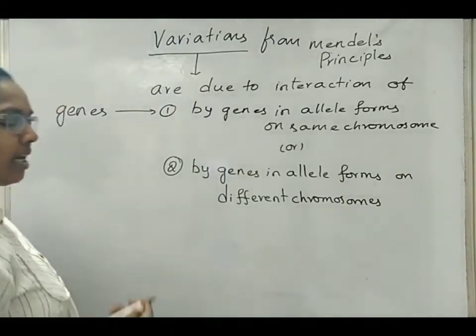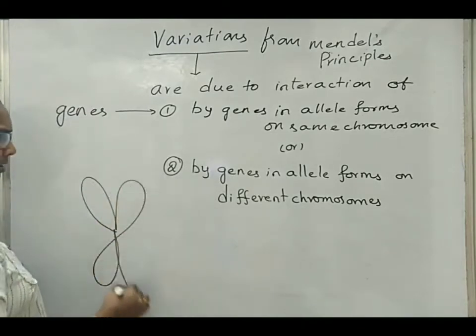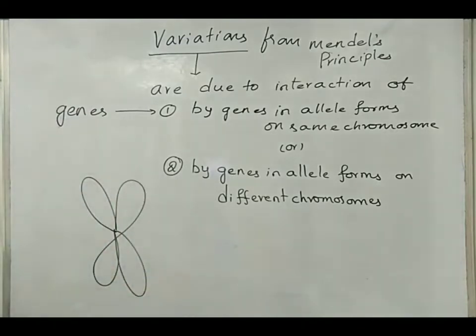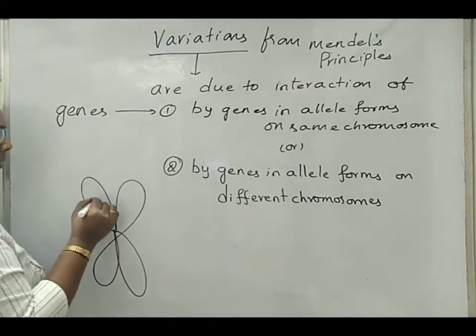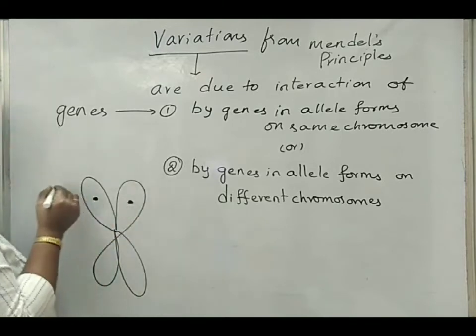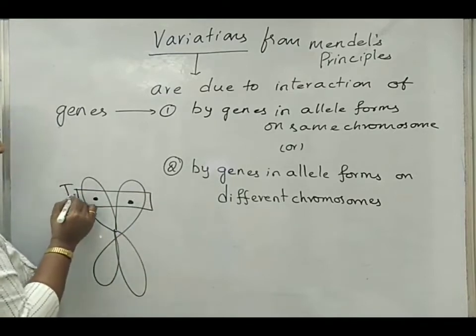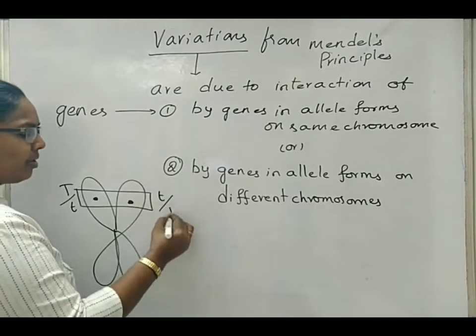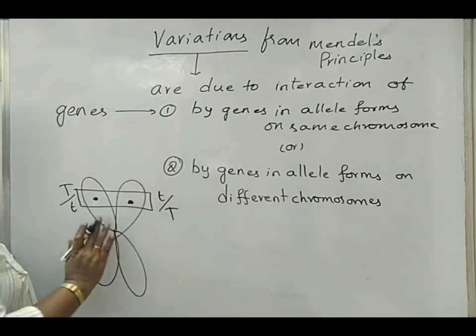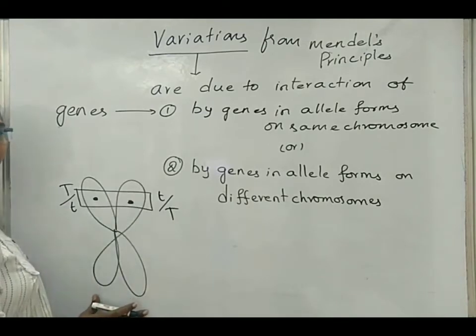Now, these variations are of two types. So, before that, if you go for diagrammatic representation, if the chromosome is like this, here the allele forms of the genes can be present on the locus. So, here on this locus of the same position of the gene, it can be the dominant or recessive allele, or here it can be a recessive or a dominant allele. So, here I have represented the genes in allele forms on same chromosome, for suppose.